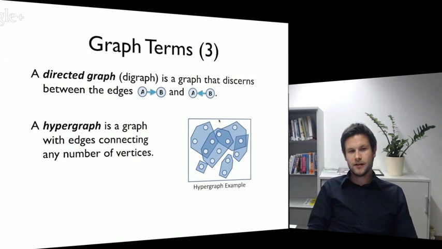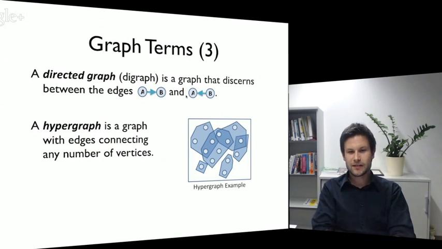Okay, then we have something like a directed graph or a digraph. So this is if it makes a difference whether A is connected to B or B is connected to A. These are 2 different types of edges. Then it's a directed graph.